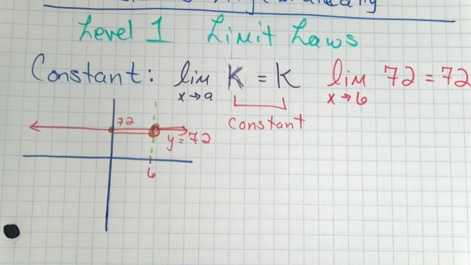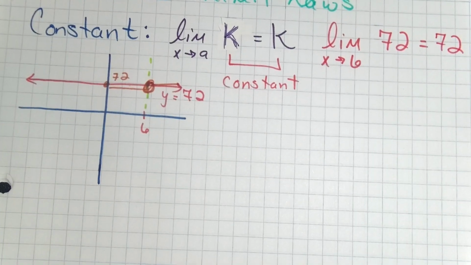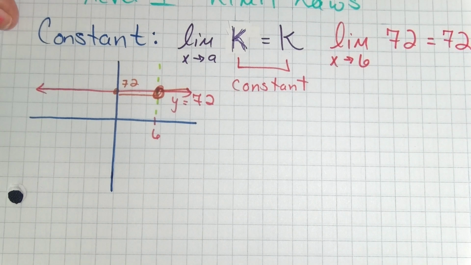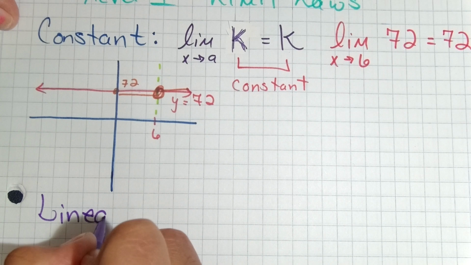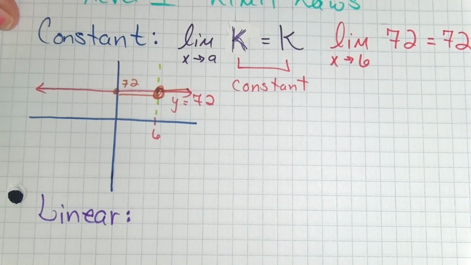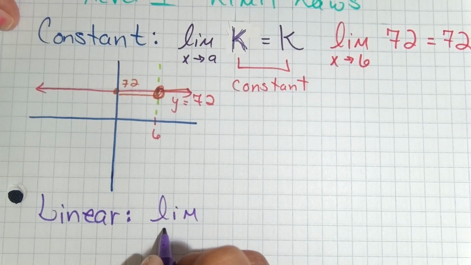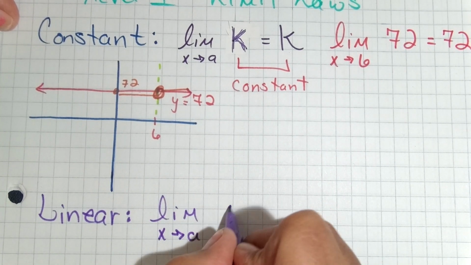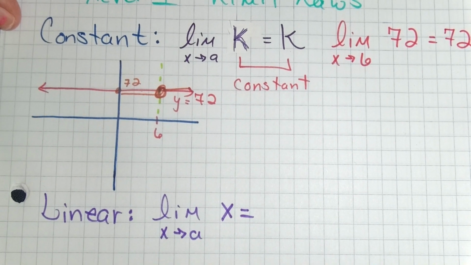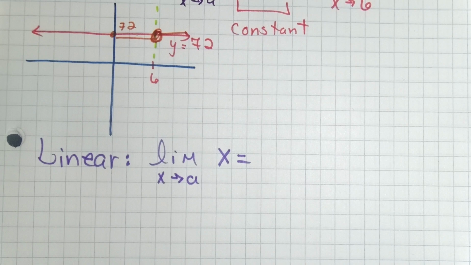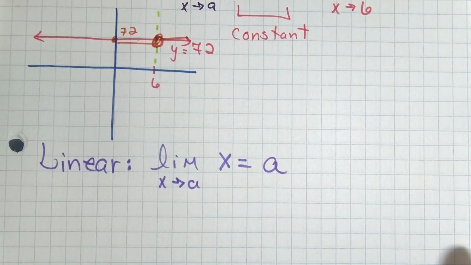Am I going too fast? Okay. Our next rule is the linear rule. The linear rule says that if we have the limit as x approaches a of x, then the limit is a.